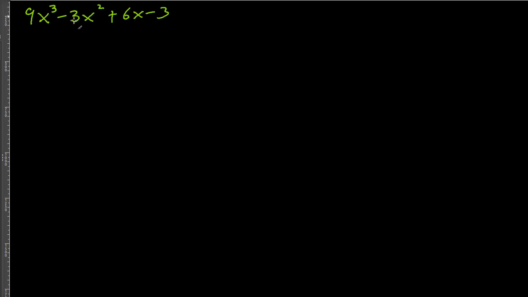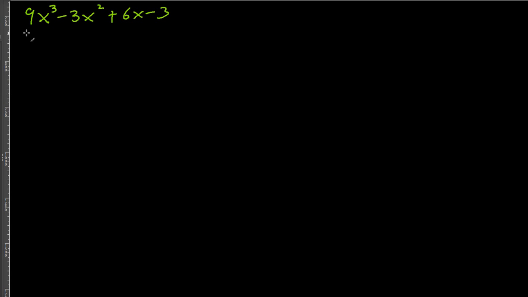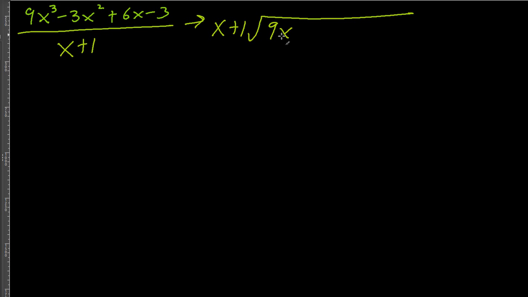Okay, let's talk about how we might divide a problem like this. Now for this, we have a divisor of x plus 1. And so I can turn this problem into x plus 1 is going to go into 9x cubed minus 3x squared plus 6x minus 3. Now, of course, if we could, we would simply factor this out, and then we would cross out x plus 1, but I'm going to go ahead and promise you that you can't do that.